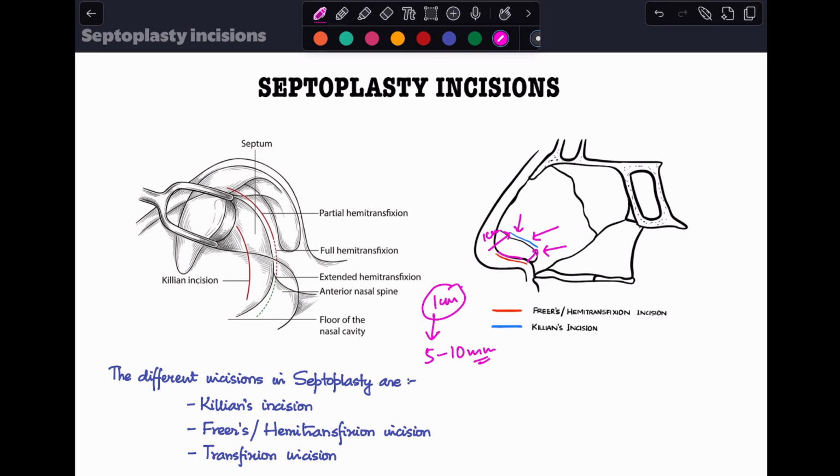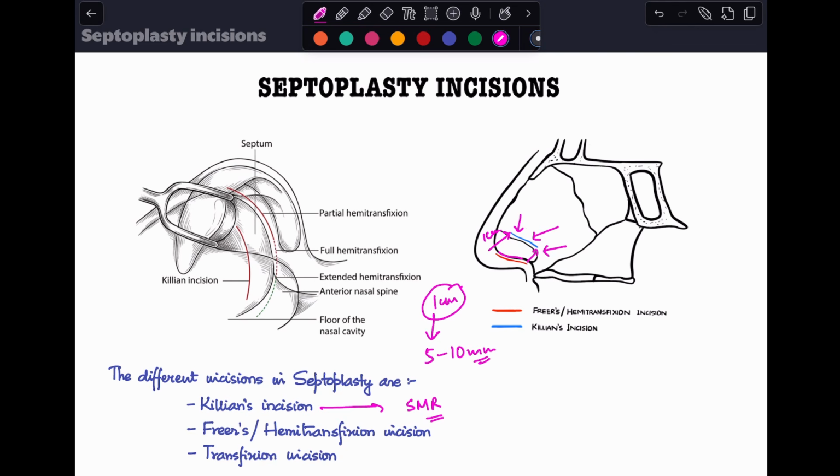Usually we make this incision on the concave side of the deviated nasal septum. We only give it through the mucoperichondrium. We do not go through the full thickness. After we give the incision up to the mucoperichondrium layer, then we raise the flap. So that is what Killian's incision is, and it is the typical incision that we use in SMR, which is submucous resection of the septum.